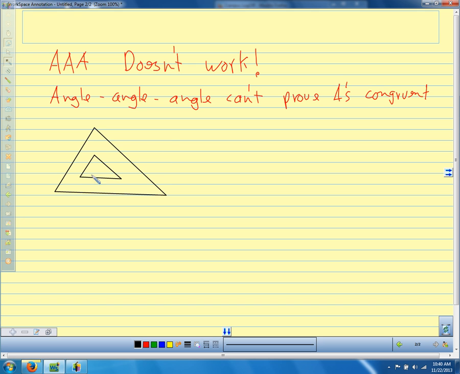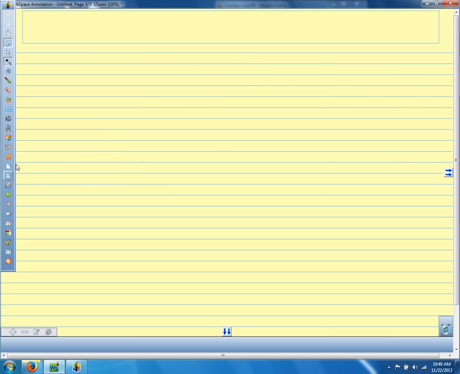Later on in second semester, we will talk about what does happen when triangles are the same shape but not the same size. It's another kind of special set of things that happen with these triangles. So angle, angle, angle doesn't work to show that triangles are congruent. All right, let's look at our next way that we can show that triangles are congruent. And this one's a little trickier. We're going to look at angle, angle, side.